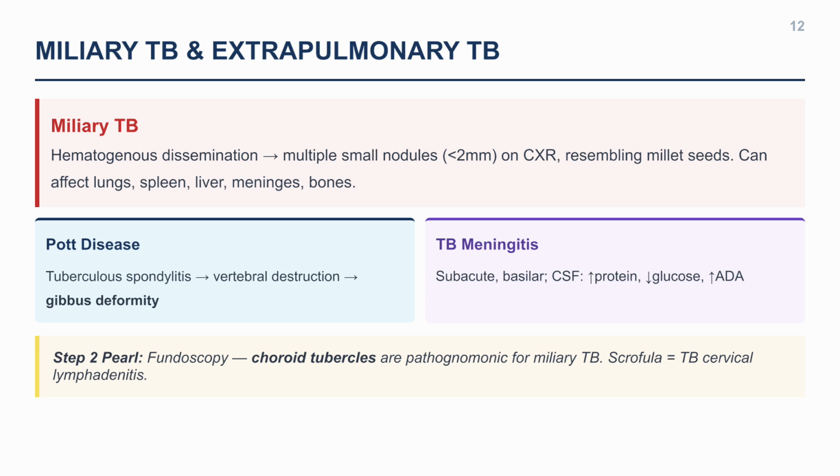TB meningitis has a subacute course with basilar meningitis and cranial nerve involvement, especially the abducens nerve. CSF shows elevated protein, low glucose, lymphocytic pleocytosis, and a very high adenosine deaminase level. Step 2 Pearl. Fundoscopy revealing choroid tubercles is pathognomonic for miliary TB. Scrofula refers to TB cervical lymphadenitis.